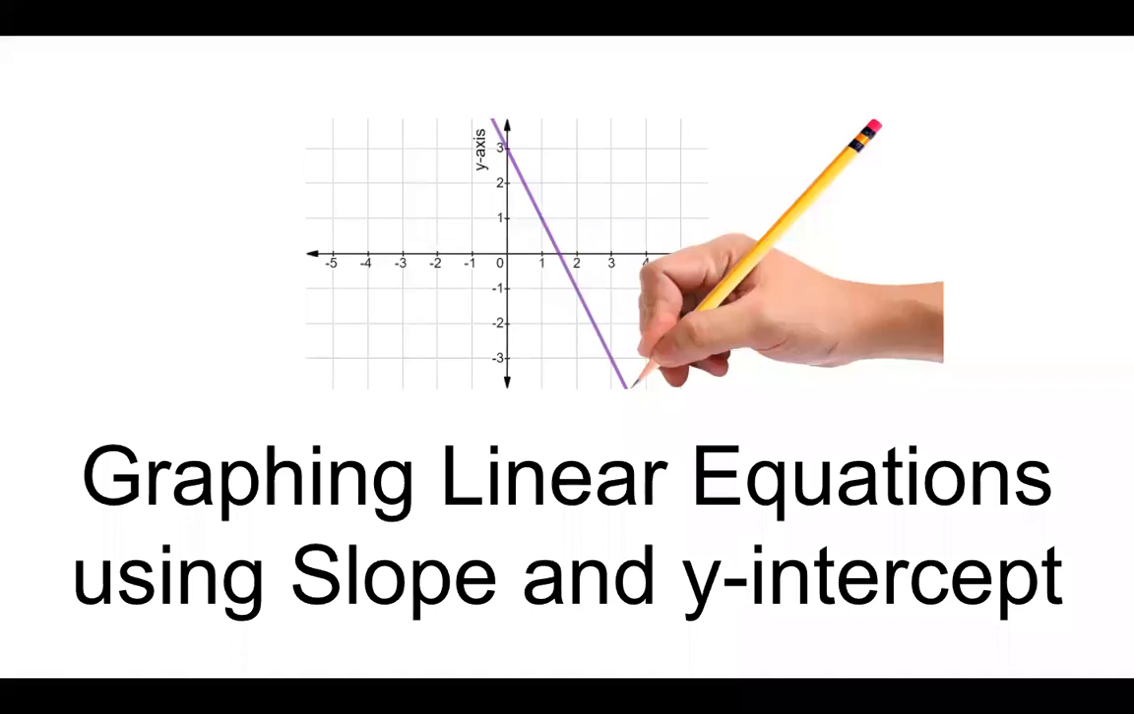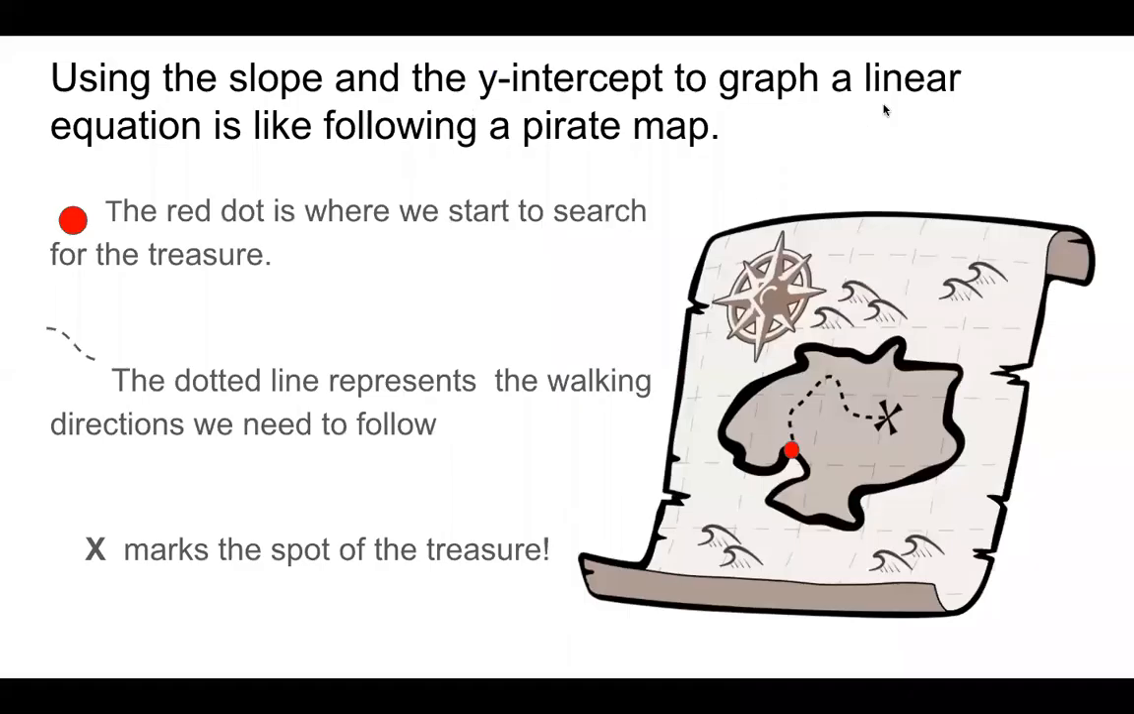Okay, let's learn how to graph linear equations using slope and y-intercept. So using slope and the y-intercept to graph a linear equation is a lot like following a pirate map. On a pirate map, we have a red dot, and it's where we start to search for the treasure. We're going to search for the treasure right here in Dead Man's Cove.